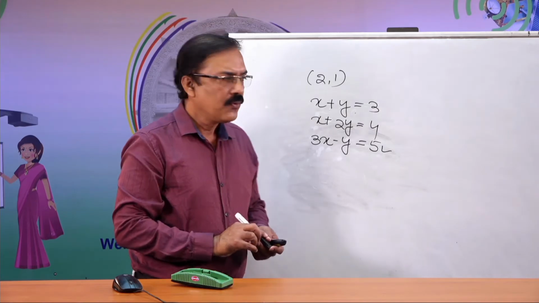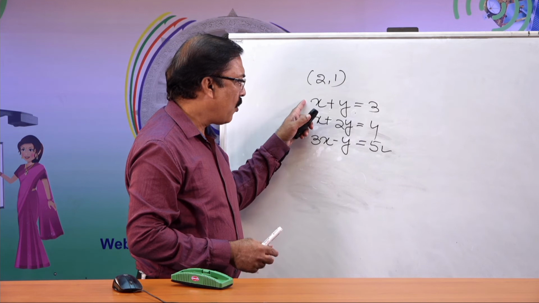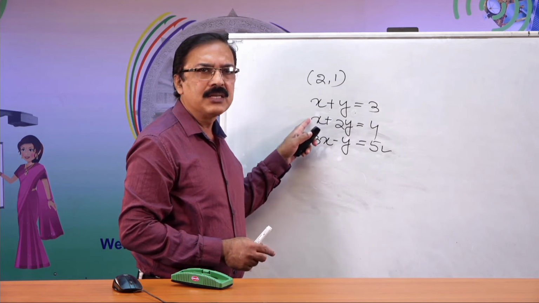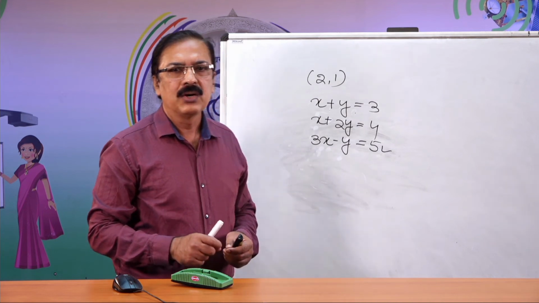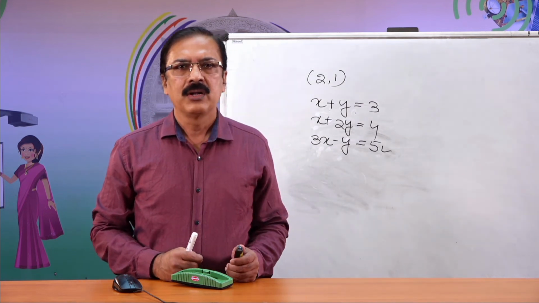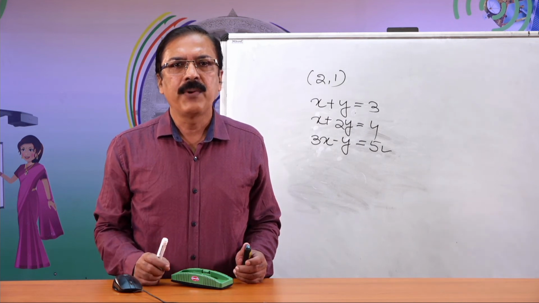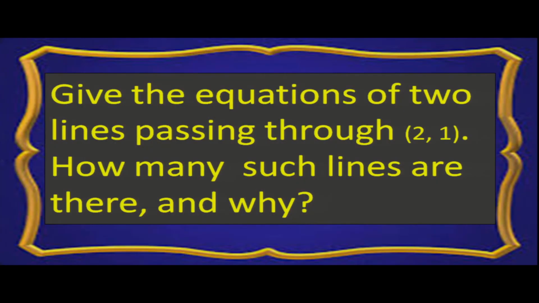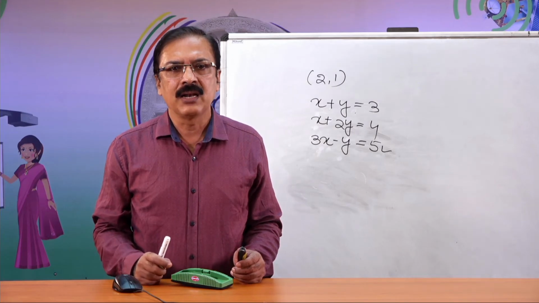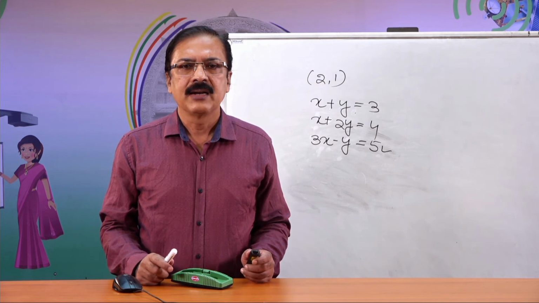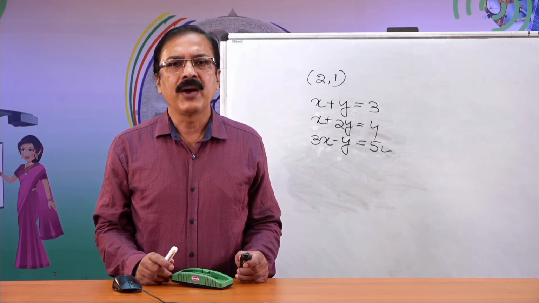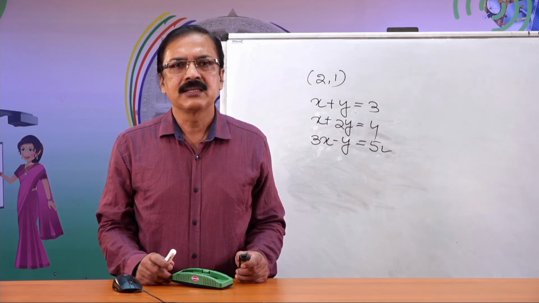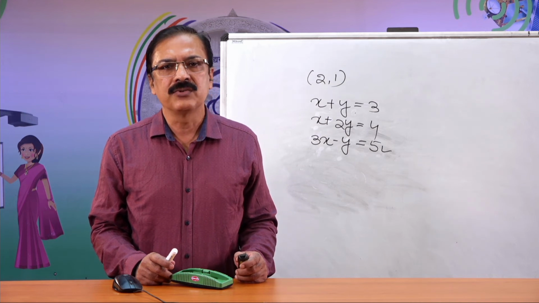From this, that means if we draw the graphs of all these equations, all the equations will pass through the point (2, 1). As you know, through a point infinitely many lines can be drawn, and each line has an equation. So we can say that (2, 1) is a solution of infinitely many lines.